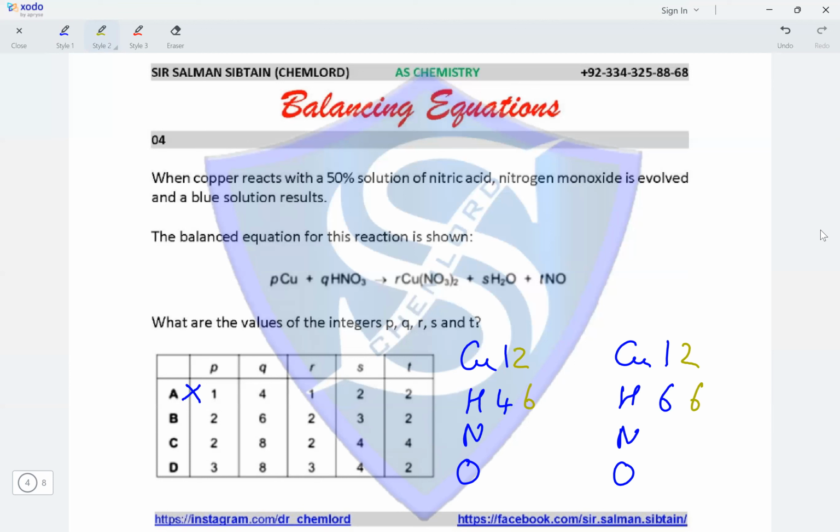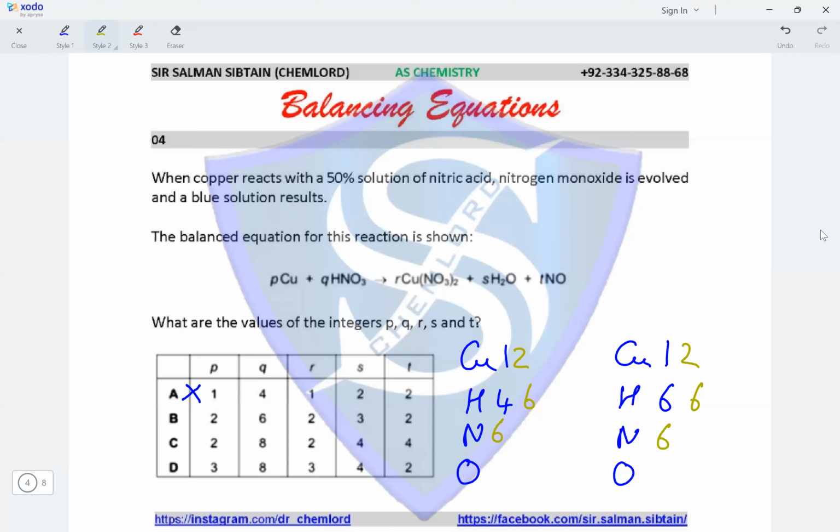Moving on to nitrogen. Q was 6, so 6 nitrogen on the left. And on the right, we need two values, R and T. R would be 2, so 2 times 4 gives 4 nitrogen with respect to R, and with respect to T, we've got 2. So in total, 6 nitrogen atoms. So nitrogen is also balanced here.